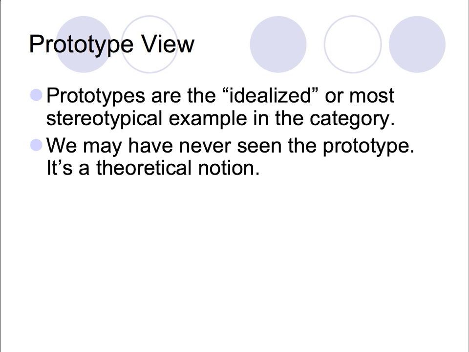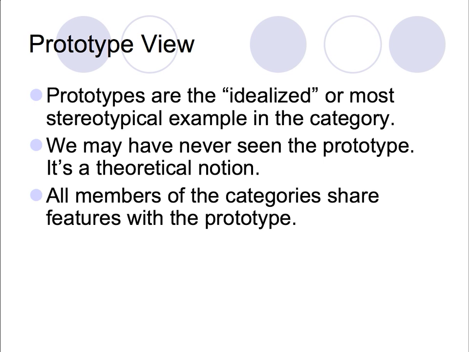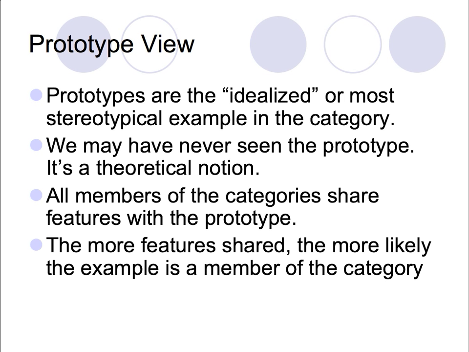The interesting thing about the prototype is you may have never seen it in your life. It is a theoretical notion. Technically, it's the average of all the bottles that you've seen in your life up until now, which you've averaged together to create a prototype of what you think a bottle is. So all members of the category share features with the prototype, but each individual member may not share features with another member of the category.